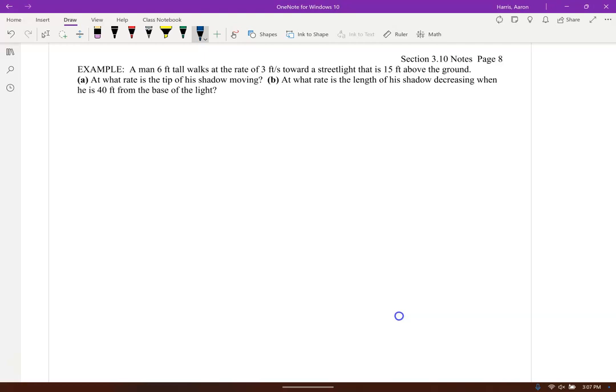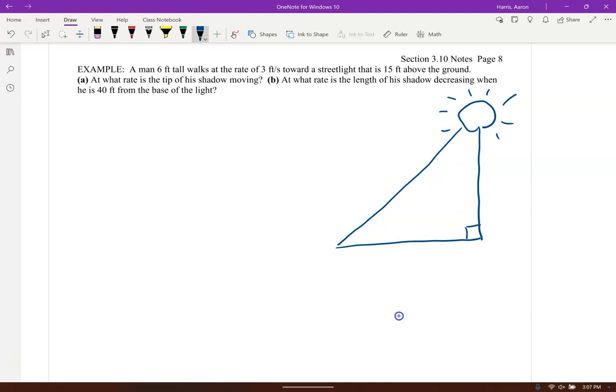Let's draw this towards a street lamp. Let's draw our street lamp. Here's our street lamp. Not a very good street lamp. I cannot draw. Got this man that's 6 feet tall, walking at a rate of 3 feet per second.